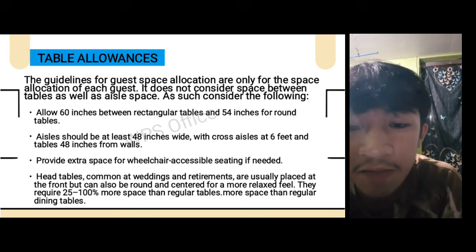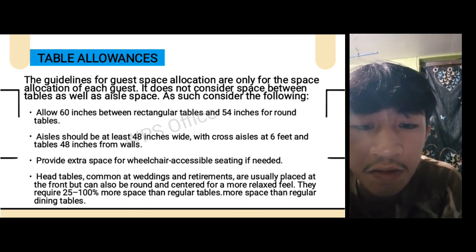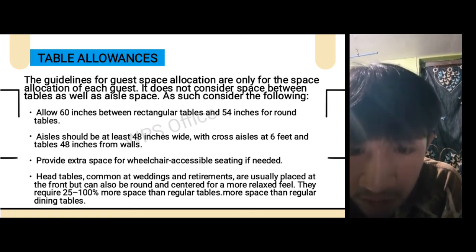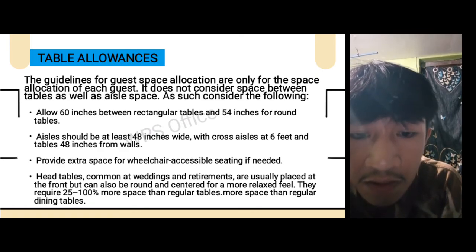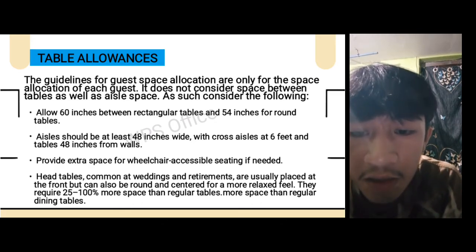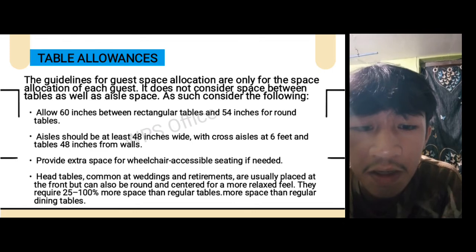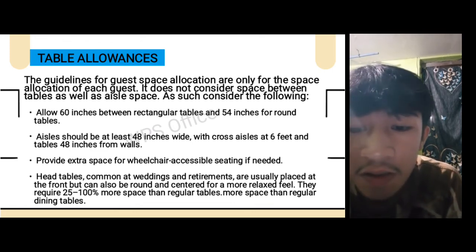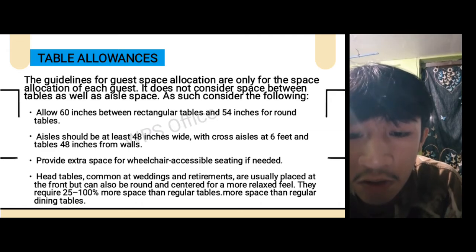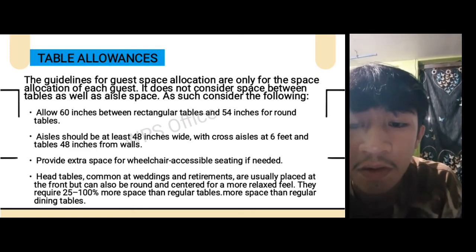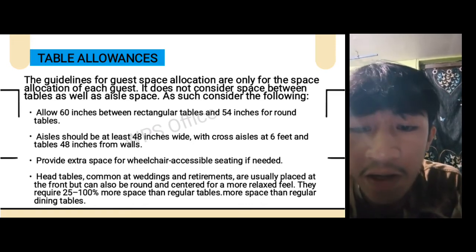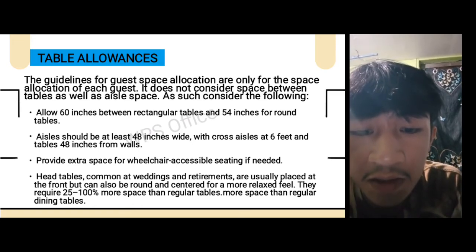Table allowance. The guidelines for guest space allocation are only for the space allocation of each guest. It does not consider space between tables as well as aisle space. Consider the following: allow 60 inches between rectangular tables and 54 inches for round tables. Aisles should be at least 48 inches wide, with a gross aisle of 6 feet and tables 4 inches from walls. Provide extra space for wheelchair accessible seating if needed.